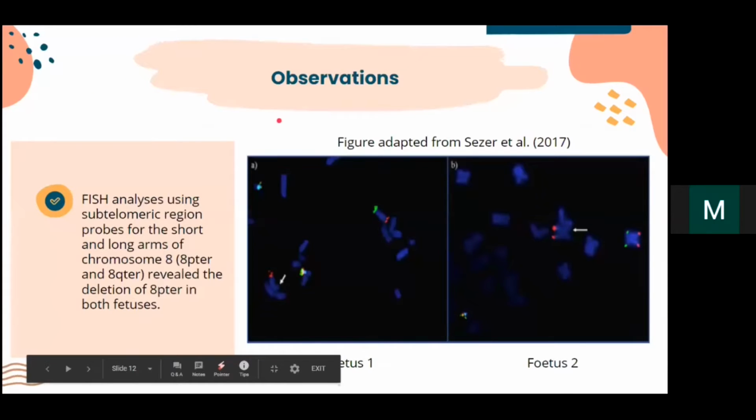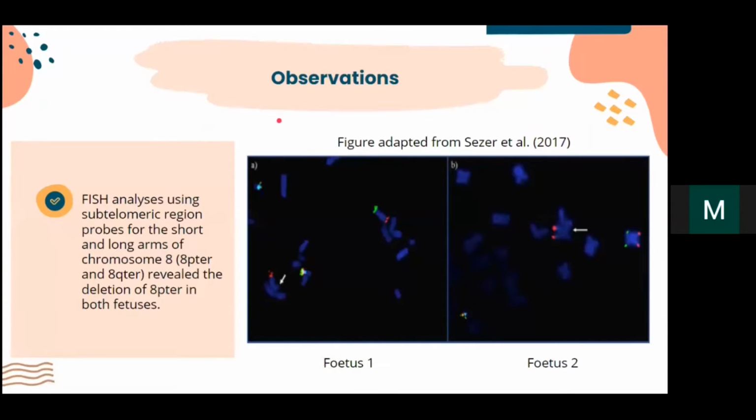Okay, so from the conventional technique, the results show the elongation of the short arm of chromosome 8. So what they need to do is to ascertain that result by using the FISH technique. So the FISH analyzes using the subtelomeric region probe. Because the conventional technique showed that the rearrangement occurs at the telomeric region, they use a special probe that targets the telomeric region of the short arm and long arm of chromosome 8.